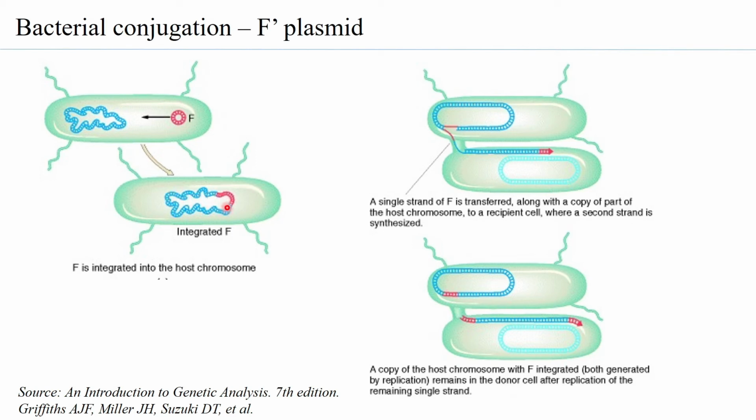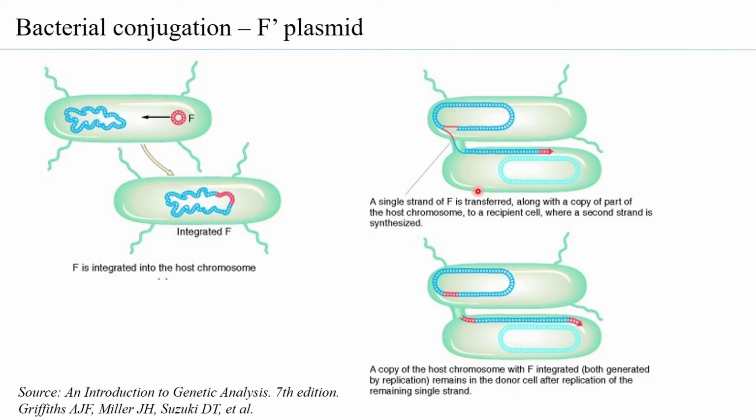So if that happens, then what can happen during conjugation is that you not only have the F plasmid entering, so as you can see, one half of the F plasmid entering, but you will also have the chromosomal DNA entering the recipient cell. And this will continue till you reach the other half of the plasmid. So this is basically going to lead to transfer of the entire host genome from one cell to another cell.